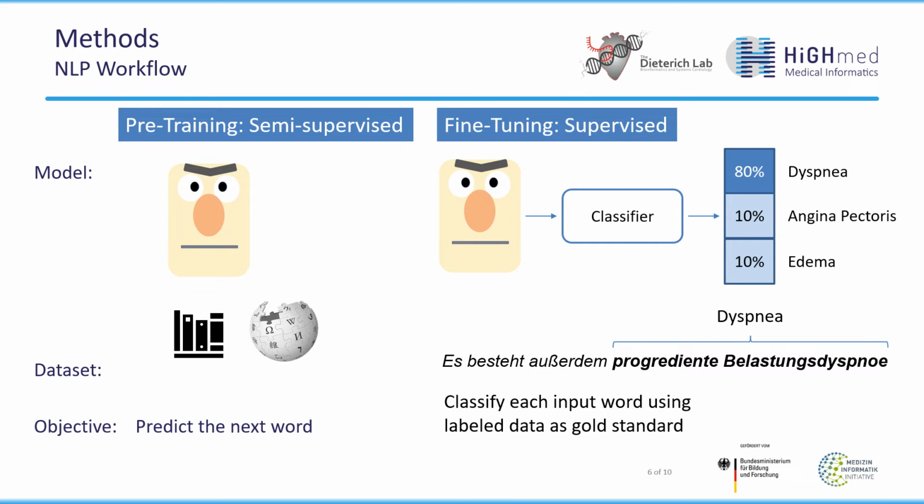Looking at the fine-tuning step, we see a supervised task. We take the pre-trained language model and fine-tune it on our manually annotated dataset containing cardiovascular concepts. So we take the language model for encoding the input sequences of words and stack on it a classifier, which, for example, classifies words into these three categories: dyspnea, angina pectoris, and edema. So if we input the sequence es besteht außerdem progrediente Belastungsdyspnoe, the classifier shall recognize the words progrediente Belastungsdyspnoe and classify it with the cardiovascular concept dyspnea.